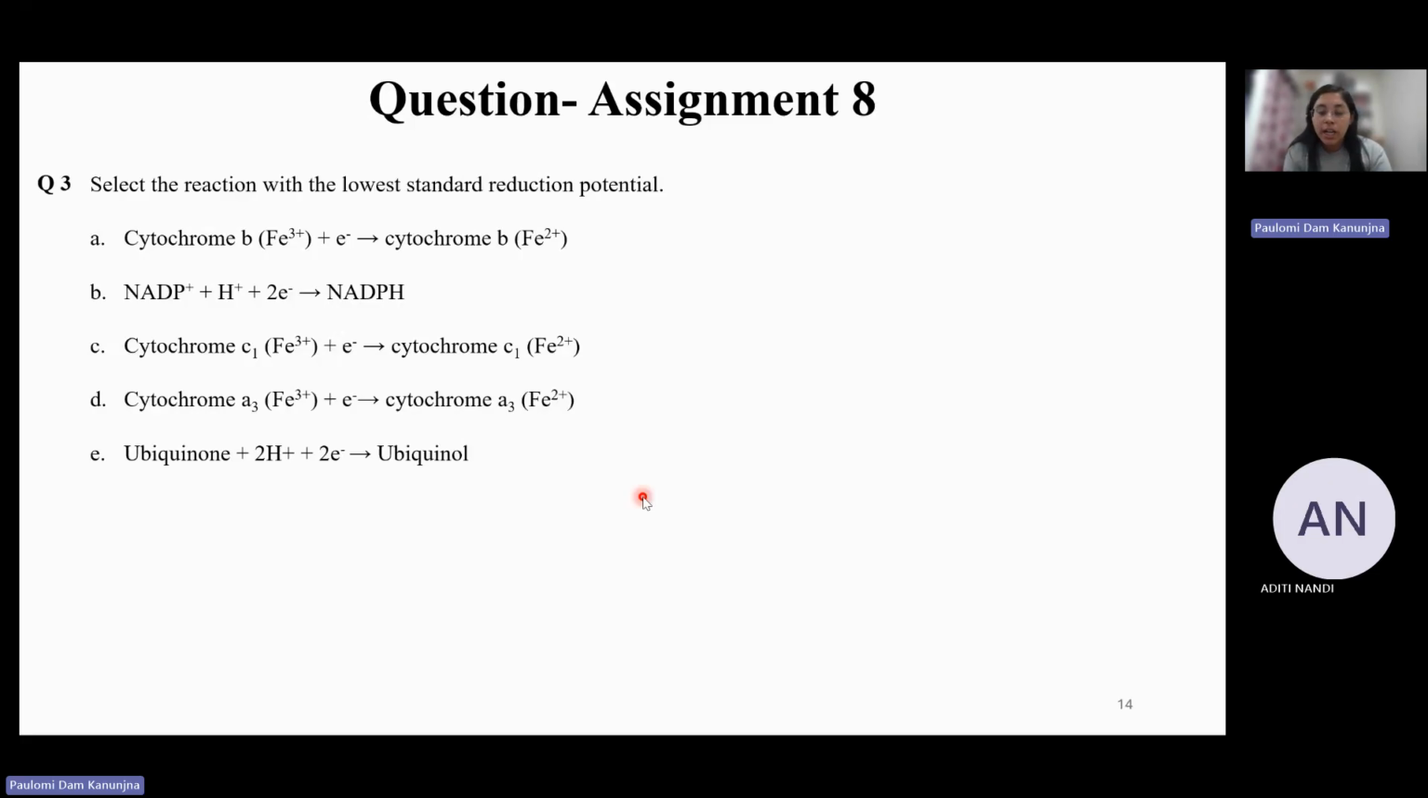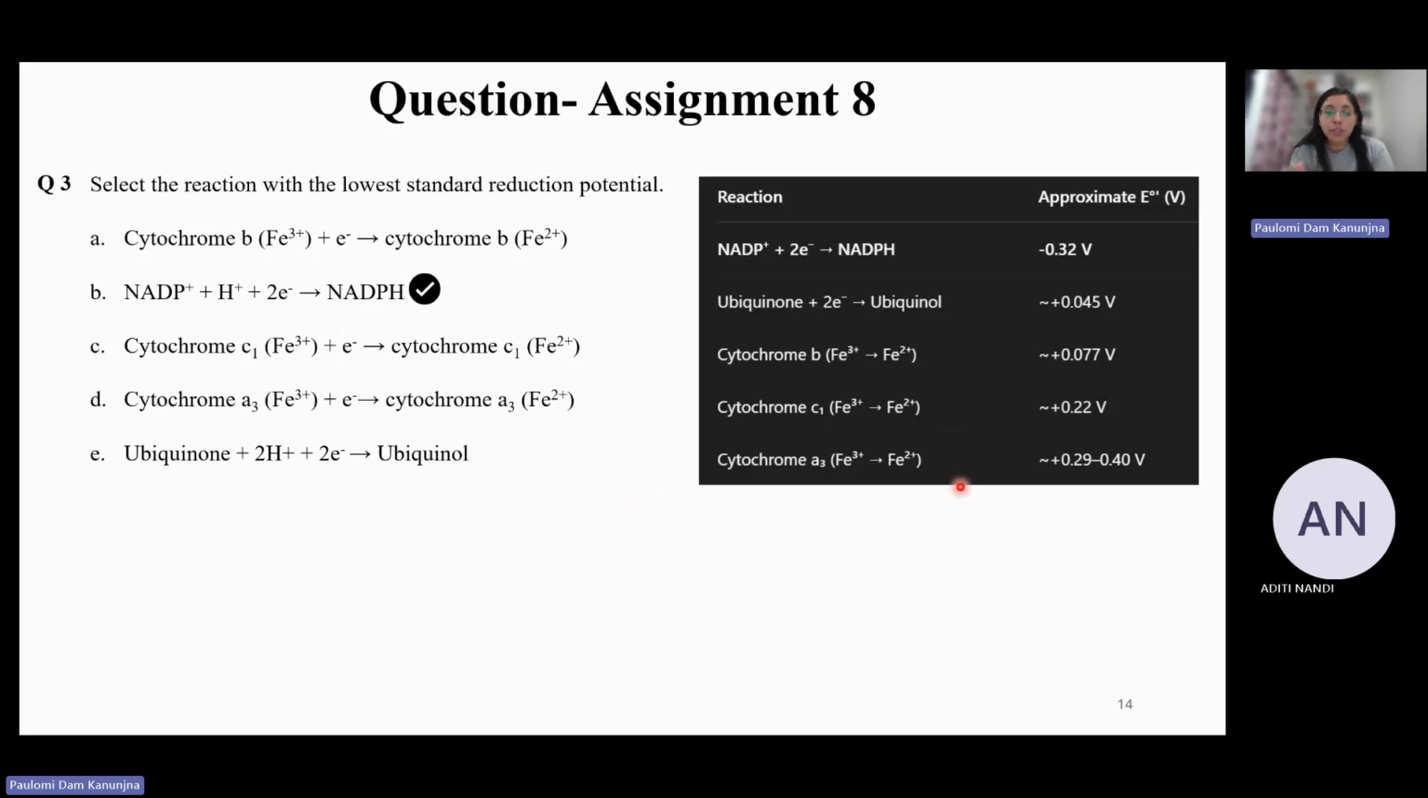Okay, no issues. Because it's a revision session, we will just quickly look at the answer. The question asks for the lowest standard reduction potential, and here I have given you the approximate values. Again, you don't have to remember the exact values, but you need to remember the approximate ones. As the question says, the lowest standard reduction potential here is minus 0.32, which is of NAD plus reduction. So you can come back to this slide and look at the values. The idea is that you remember these values, right?